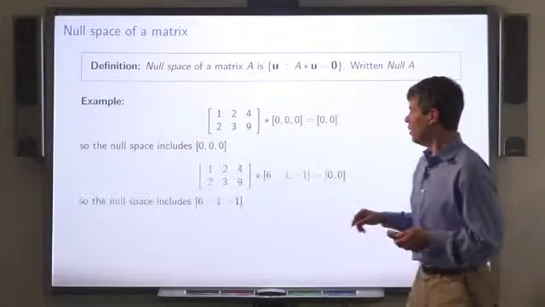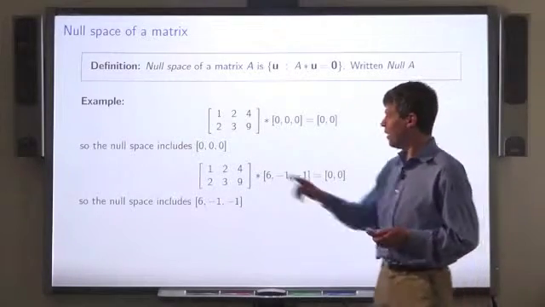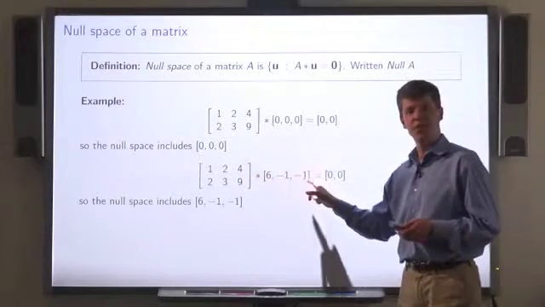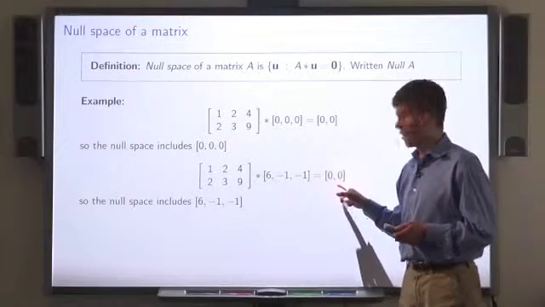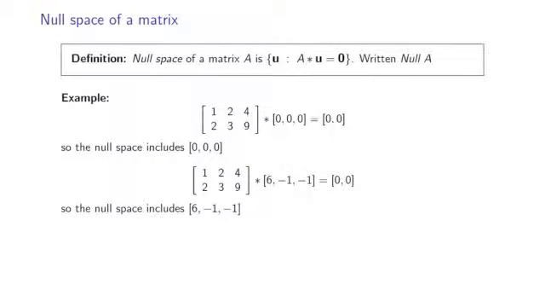That's pretty trivial. Here's another example. This matrix times 6, minus 1, minus 1 is the zero vector. So the null space also includes 6, minus 1, minus 1.